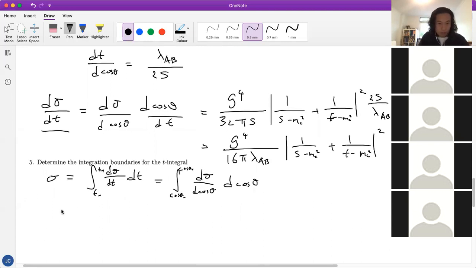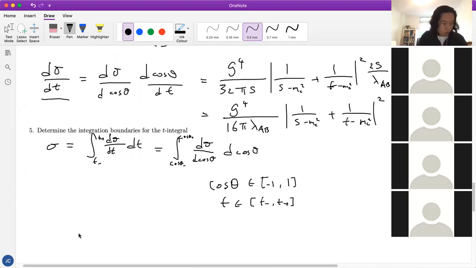So before, when integrating over d cos theta, if I want to integrate over the entire solid angle, then cos theta will go from -1 to 1. And I just translate that to what t will be going from: t minus to t plus.